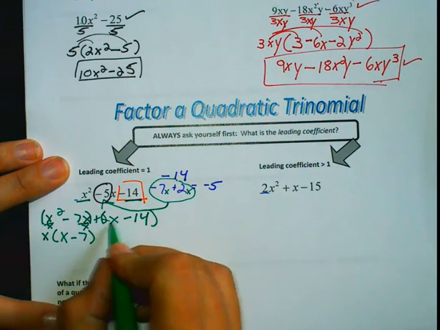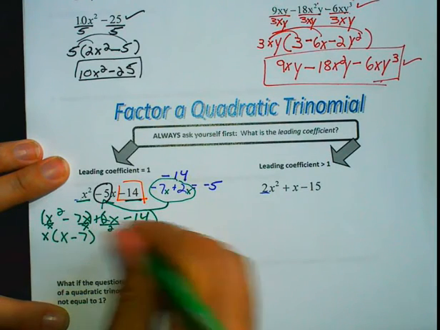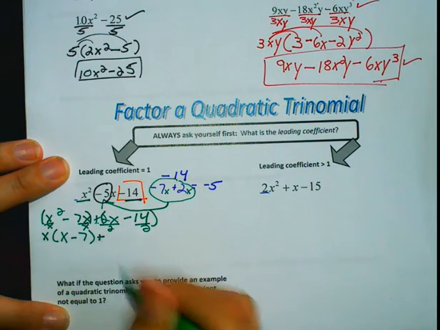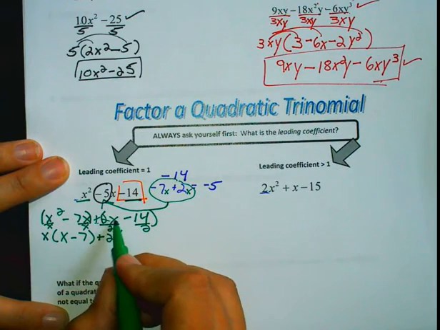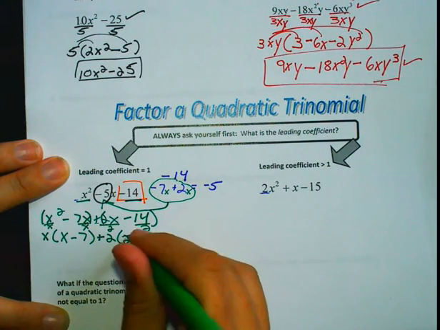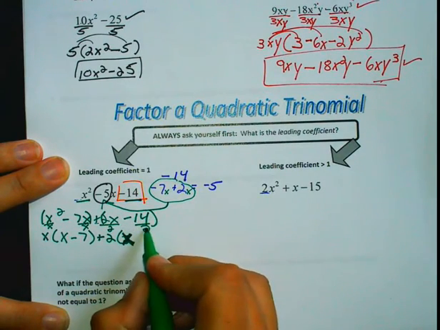Okay, and here I've got 2x minus 14. So the only thing I can factor out here is a 2. And notice here, this operation, I'm going to bring that down. So I have 2, and then I have 2x divided by 2 is simply x. And then 14 divided by 2 is 7.